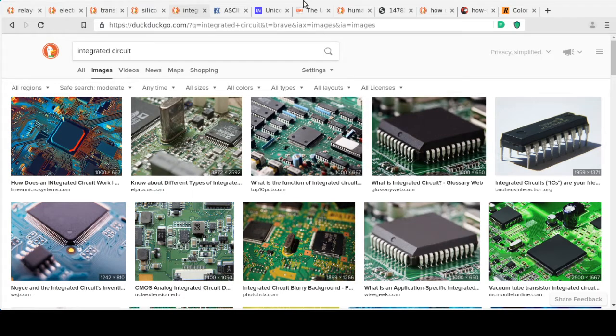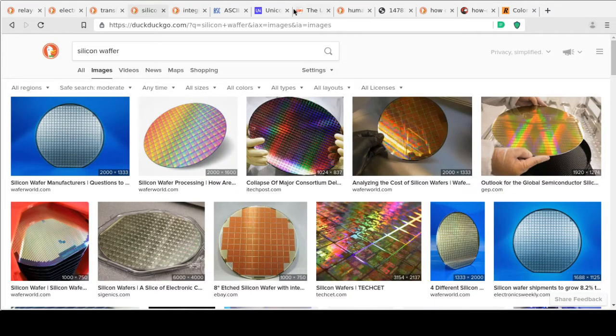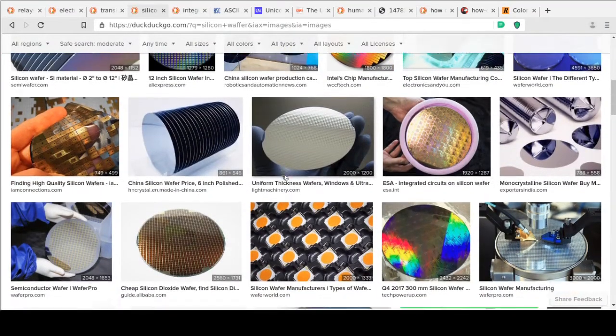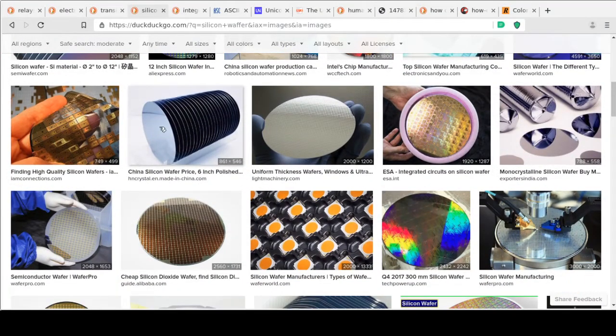Okay, so what does a silicon wafer look like? Well, there they are. There's the silicon wafers, and you could see that a blank silicon wafer, before you actually print the integrated circuit on it, would just be kind of blank looking, like this one right here.